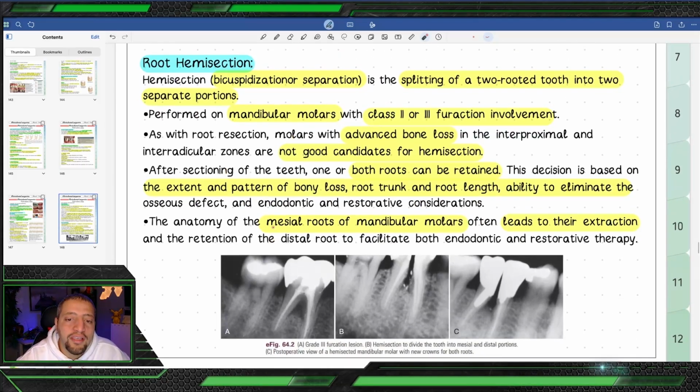But usually the mesial root of a mandibular molar often leads to extraction because of the anatomy of this root, having the concavity, so in this danger area, which is distal to the mesial root of lower 6 and mesial to the distal root of lower 6. So most commonly this root needs to be gone because it will complicate the oral hygiene in this area.